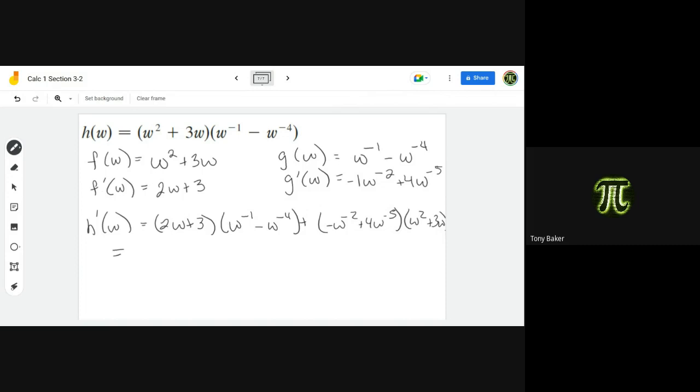So 2w times w to the negative 1 is just 2, because 1 minus 1 is 0. 2w times w to the negative fourth is 2w to the negative third. Plus 3w to the negative first minus 3w to the negative fourth.